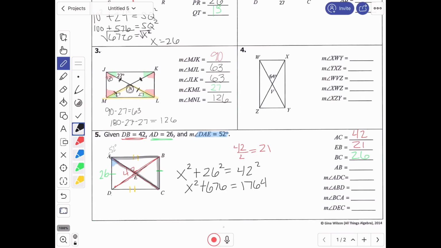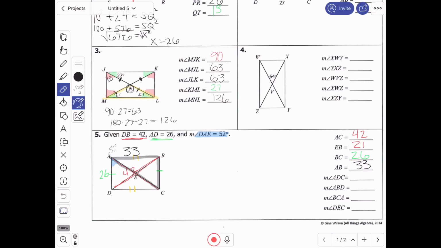1,764. Then I'm going to subtract 676 to get x by itself, and I get x squared equals 1,088. Then I'm going to take the square root, and so I get x equals 33. That 33 is that leg that I was trying to figure out, AB. Alright, I'm going to erase that.